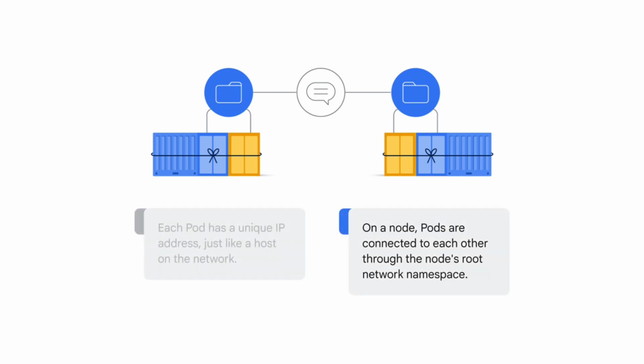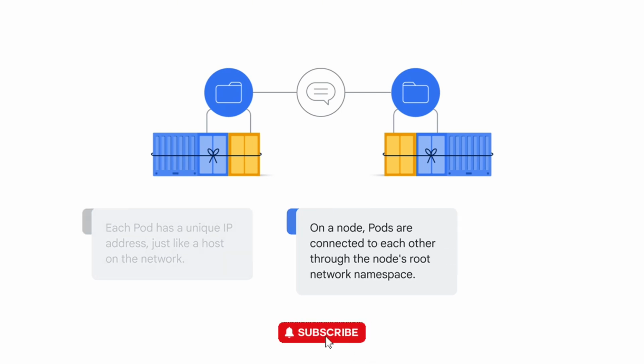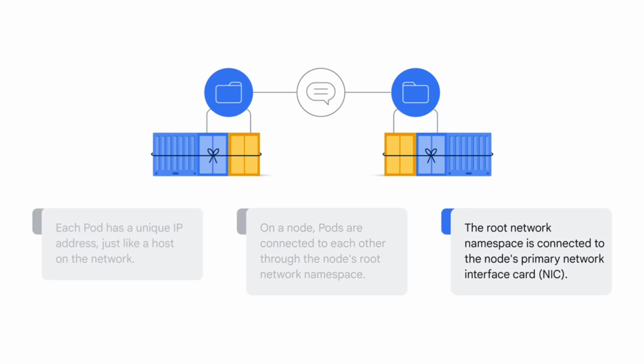On a node, pods are connected to each other through the node's root network namespace, which ensures that pods can find and reach each other on that virtual machine. The root network namespace is connected to the node's primary NIC, Network Interface Card. Using the node's VM NIC, the root network namespace is able to forward traffic out of the node. This means that the IP addresses on the pods must be routable on the network that the node is connected to.